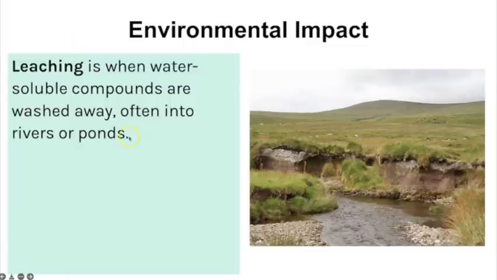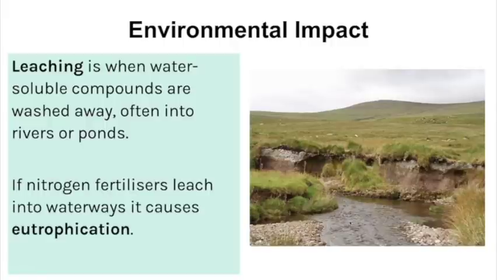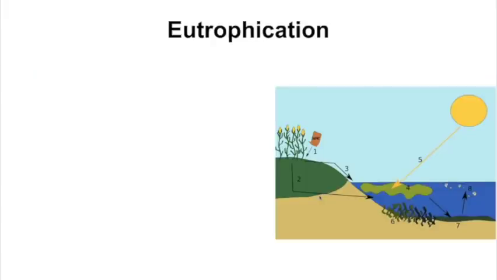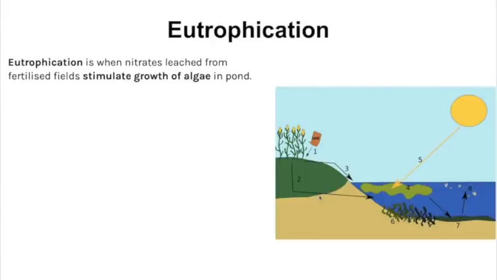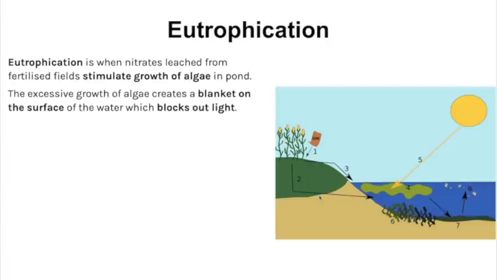So those soluble chemicals such as nitrate and phosphorus dissolve in the water and then they leach, which means they run off from the rainwater into nearby water sources, such as rivers or ponds. If that nitrogen fertilizer leaches into waterways, it causes eutrophication. And eutrophication is when nitrates are going to stimulate the growth of algae in a pond or a river. It's more likely to happen in a pond though, because in a river the movement of the water can prevent the algae from growing or staying in one place.